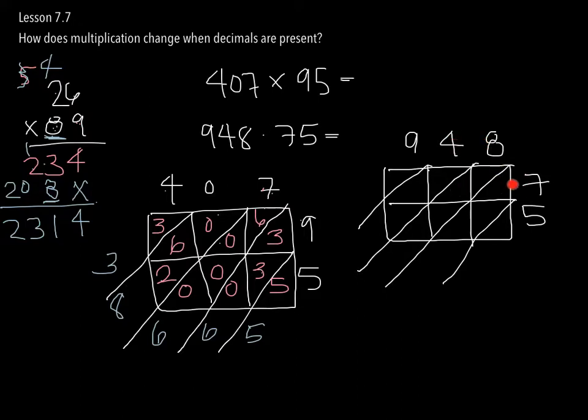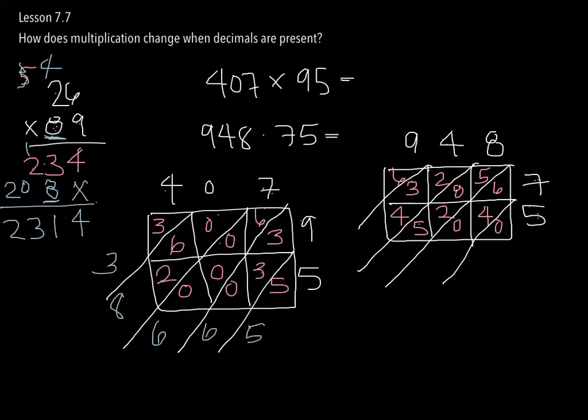So again, we've set it up. We're going to go right where they meet. And let's do this. Here we go. 8 times 7 is 56. 7 times 4 is 28. 7 times 9 is 63. 5 times 8 is 40. 5 times 4 is 20. And then 5 times 9 is 45.